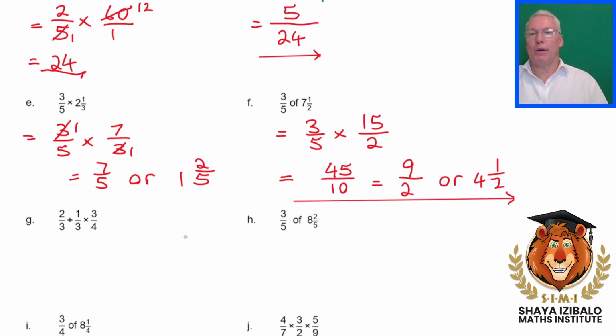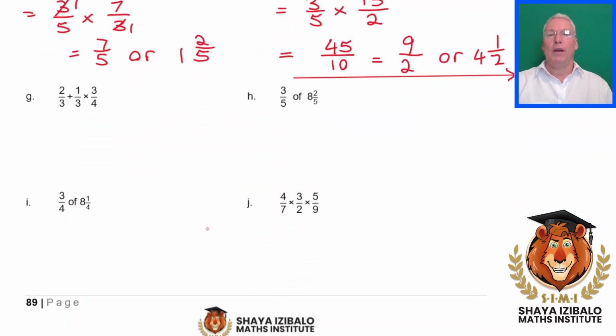Okay, the next one, we've just got to be very careful. Do we remember our order of operations? Should we add these two things or multiply these two things first? And the answer is that we do need to do the multiplication first. So let's multiply 1/3 by 3/4. Rather than multiplying first, let's simplify first. We can divide by 3 and we can divide by 3. So in fact what we're trying to do is we're trying to add 2/3 and 1/4.